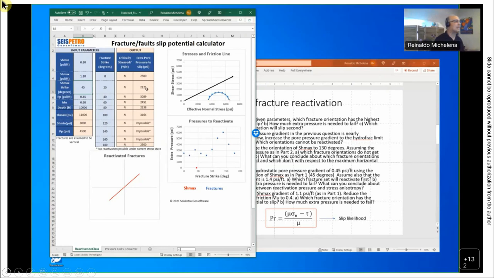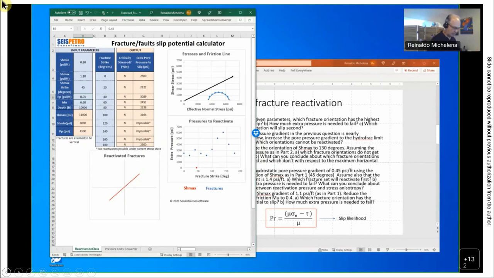And then it will also tell you that all these fractures here above 120, 140, 160, are impossible to reactivate. You won't be able to do that no matter what, because the angle with respect to the maximum horizontal stress is too large. Okay. So that's what the spreadsheet does.